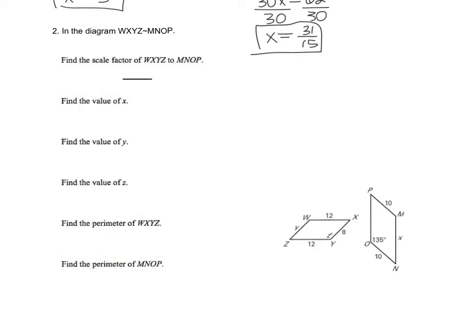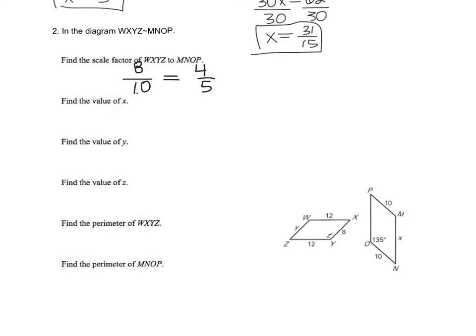our second figure. So I'm going to have to pick the 8 because I know that by the order of the letters that XY corresponds to NO. And I know the length of NO in my second figure. It's 10. So I'm going to have 8 over 10. And I do want to simplify that fraction, and 8 over 10 becomes 4 over 5. So my scale factor is 4/5.